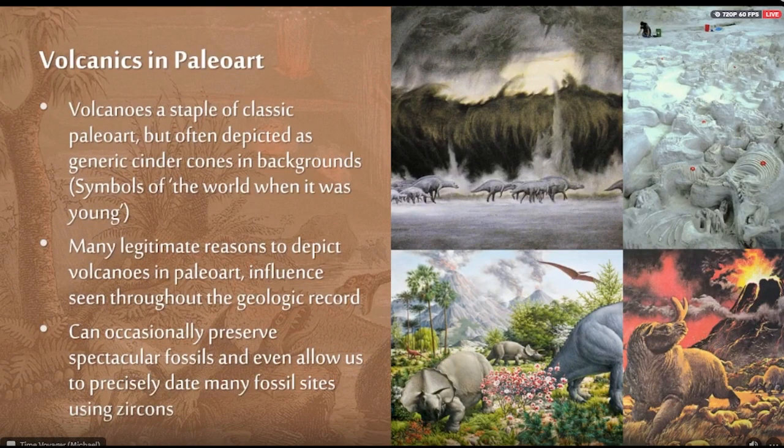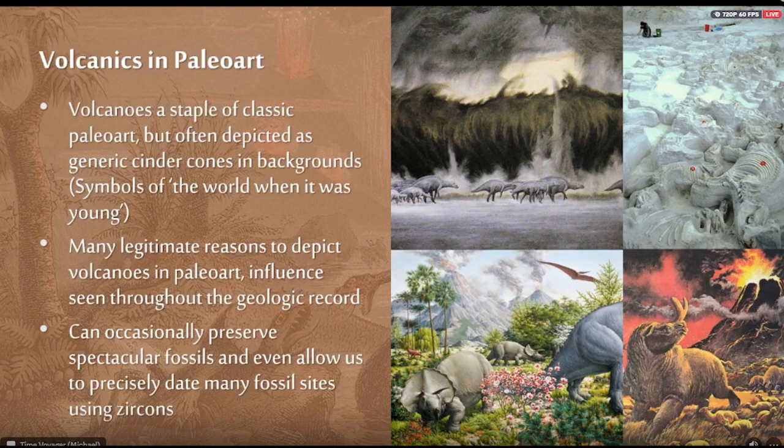So let's look a little bit at how volcanics have been treated in paleoart up to now. Volcanics are kind of a staple of classic paleoart, but often, like in that bottom left image or the one in the background of the slide, they're often depicted as just sort of generic cinder cones in the backgrounds of pieces where the organisms are supposed to take precedence. They're sort of treated as symbols of the world when it was still young, kind of a deal, which can be a cool atmosphere, but there are actually many legitimate reasons to depict volcanoes in paleoart, because their influence is seen throughout the geologic record.